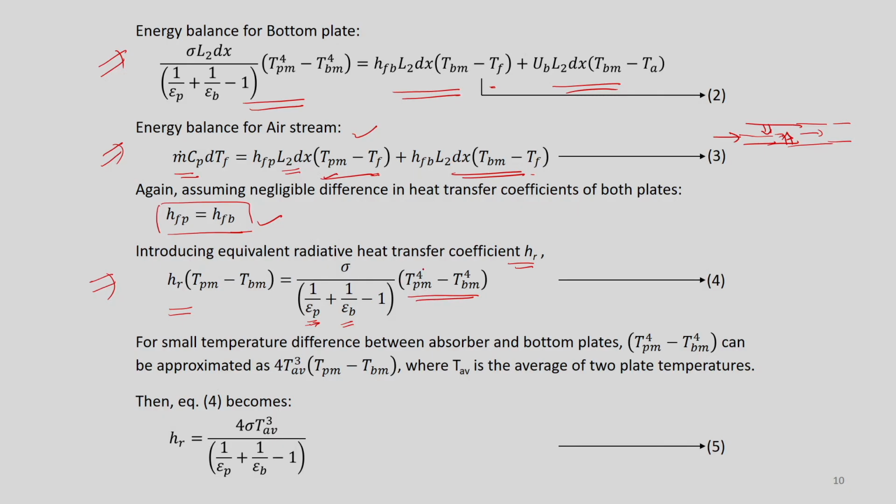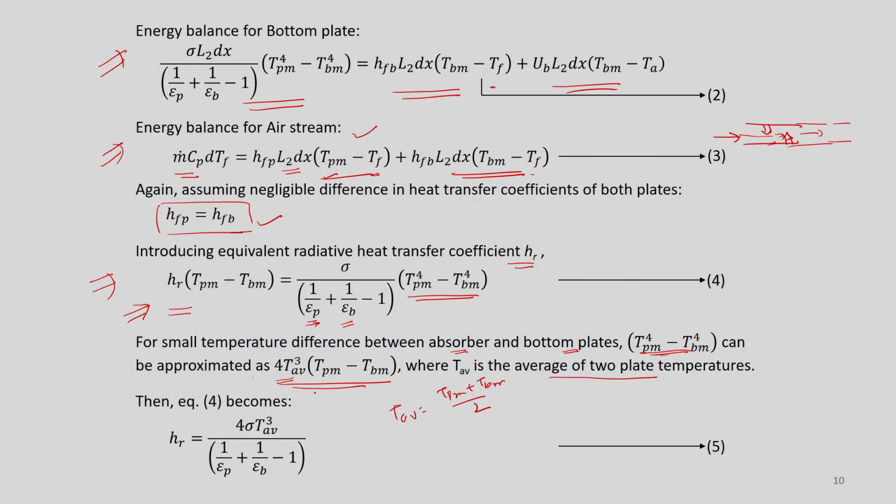T_pm to the power 4 minus T_bm to the power 4. So, this term is known as the equivalent radiative heat transfer coefficient h_R. For a small temperature difference between the absorber and the bottom plate, this can be approximated as 4 T_average cubed. This T_average is nothing but (T_pm plus T_bm) divided by 2, right. So, we can have this kind of expression. We have already defined what T_average is.